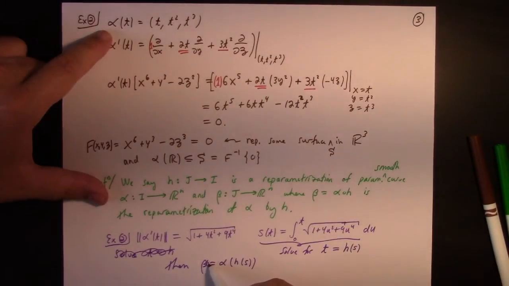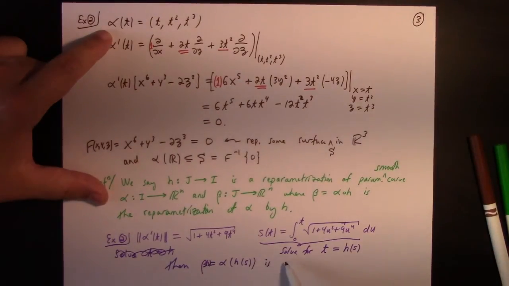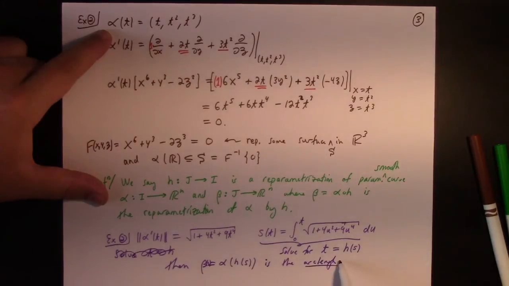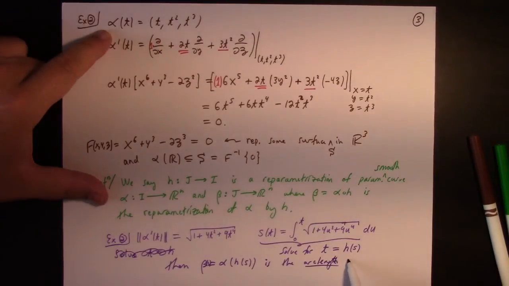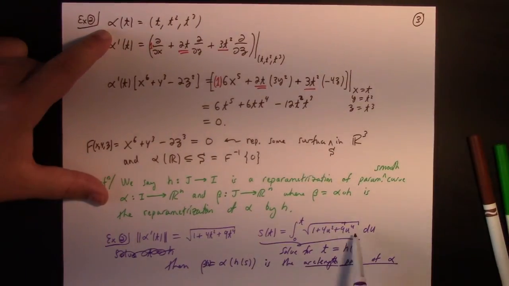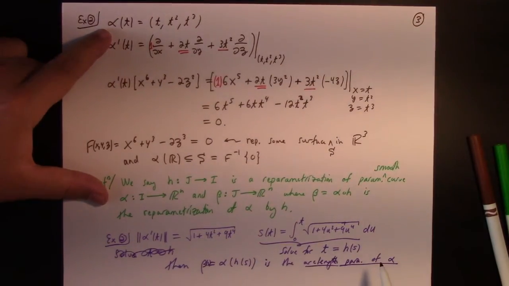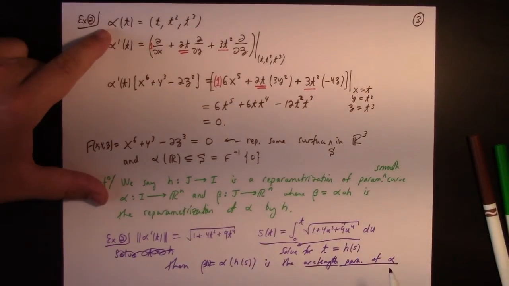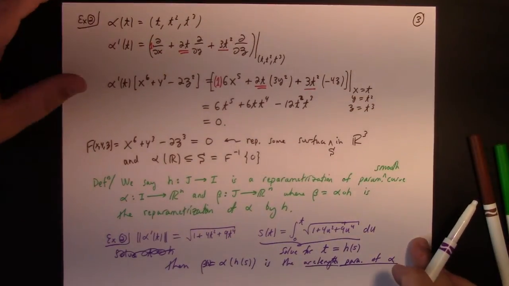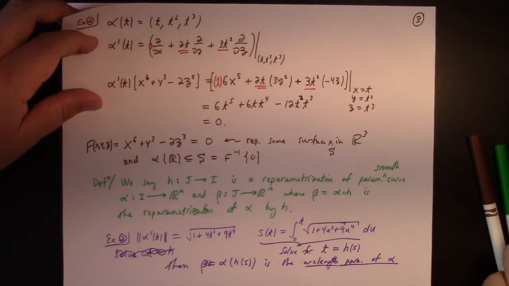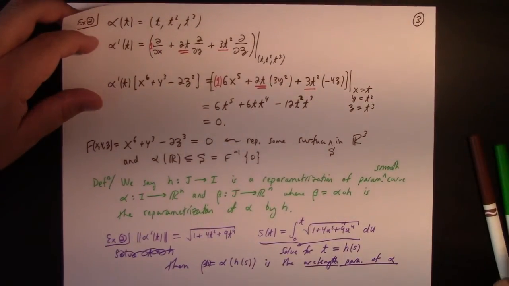Sorry, it's beta of s is the arc length parameterization of alpha. Again, I don't want to actually calculate that because I don't really care to do this integral. And even if I were to do that integral, I still have to solve for t as a function of s, right? So it's kind of nasty. But in principle, you can do this for some curves. In practice, for many curves, you have to leave time, or whatever your initial parameter is, as the parameter because the arc length is just simply incalculable.